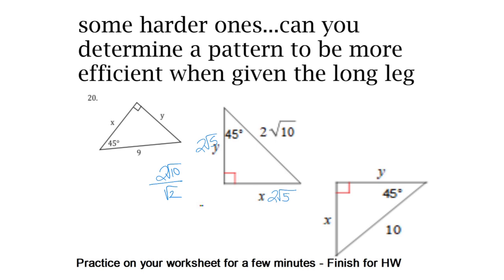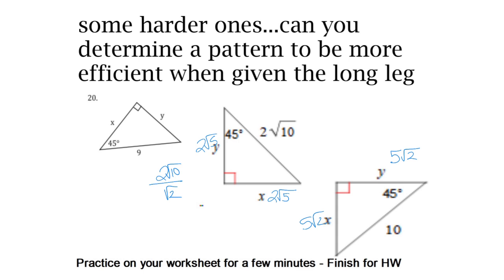All right, on our last one, it's not going to divide by root 2 nicely, but I'm going to use my shortcut of instead of dividing by root 2 and then having to rationalize it all, I can just take that hypotenuse and I can divide it by 2, multiply by root 2. So divided by 2, multiply by root 2. So just 5 root 2.